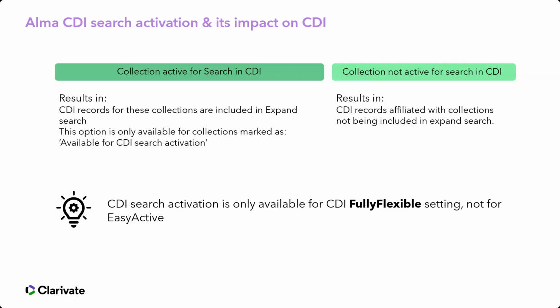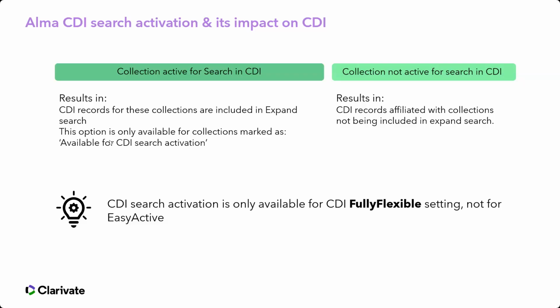Normally, when you purchase Alma, there's a decision on which model to go for. But in Alma, you can also see it. If you're easy active, you do not have any activation options for search.